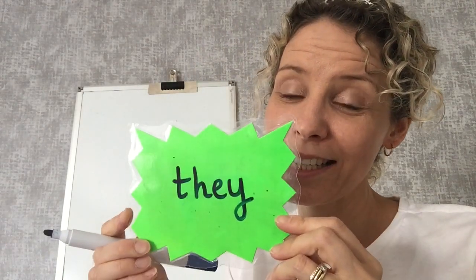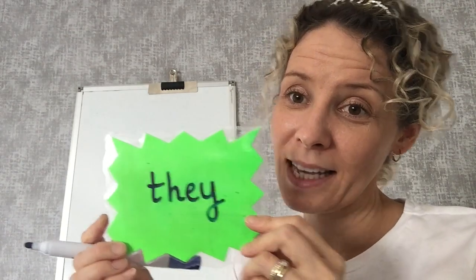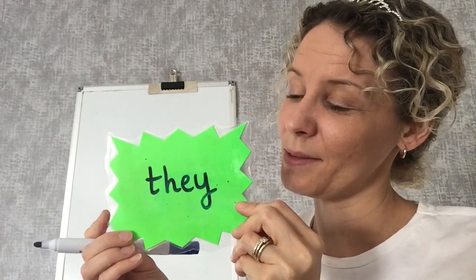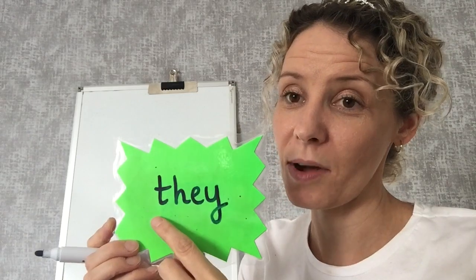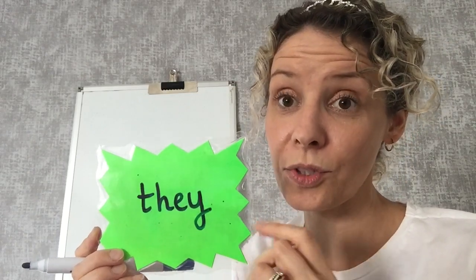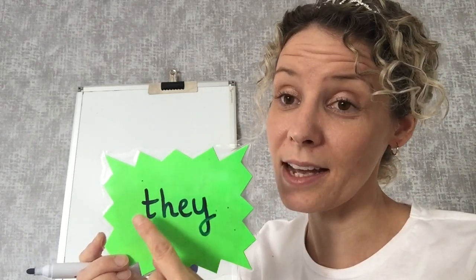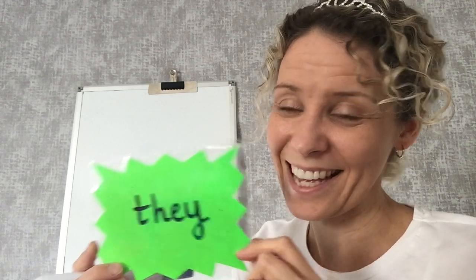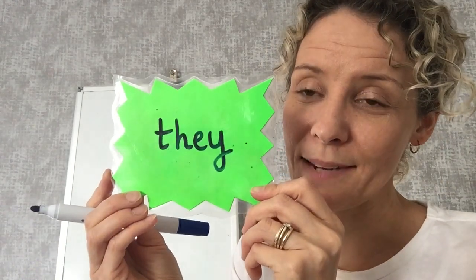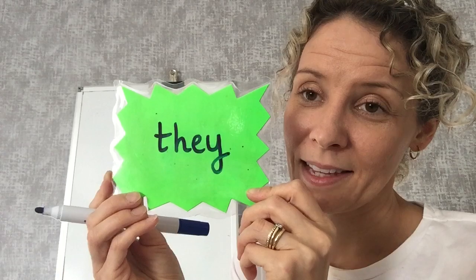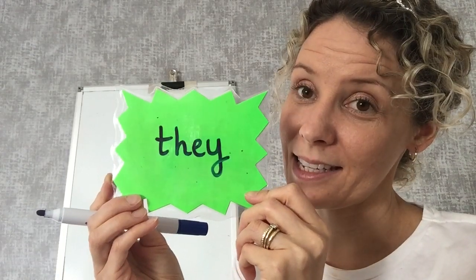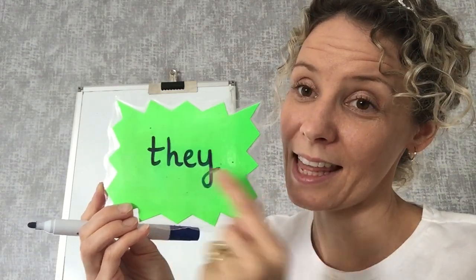Okay, stars, we're going to have a go at writing one of our star words now. And the word that we're going to have a go at writing today is this one. We've seen it before. We're going to have a go at spelling it today. And my turn, they, your turn. Well done. My turn, they, your turn. Okay, so let's have a go. Let's look at it. And let's say it. They.